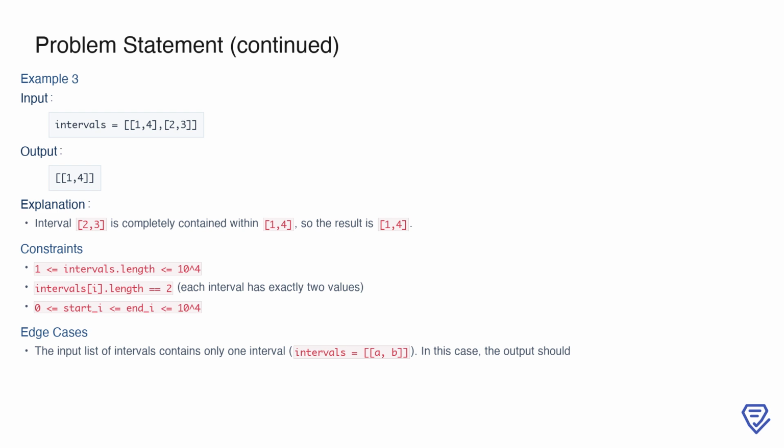Now, moving on to the constraints, the problem allows for up to 10,000 intervals in the input list. Each interval consists of exactly two numbers, where the start value is always less than or equal to the end value. These constraints ensure that the input is well formed, and the algorithm must handle large inputs efficiently.